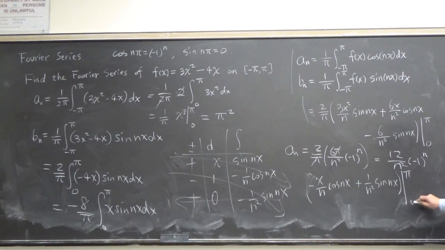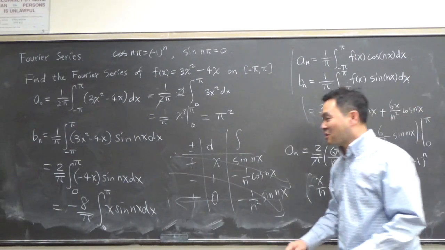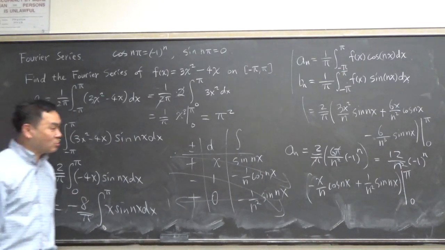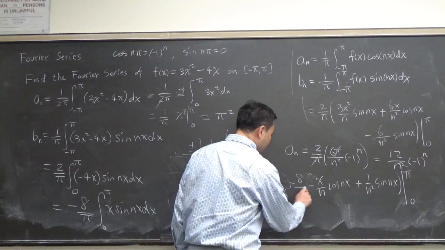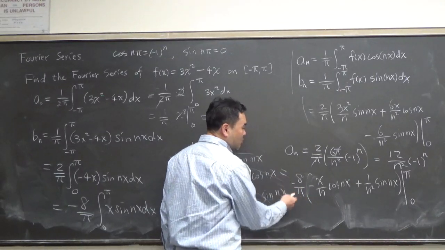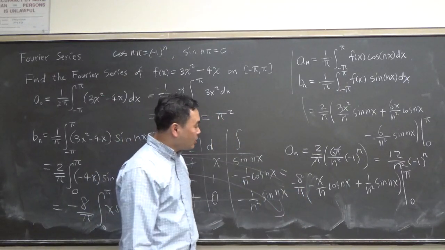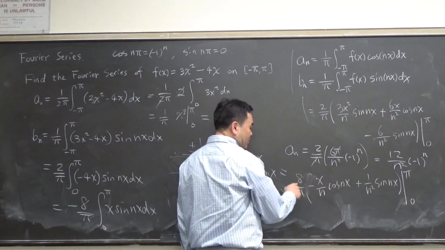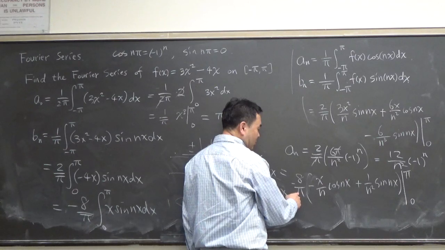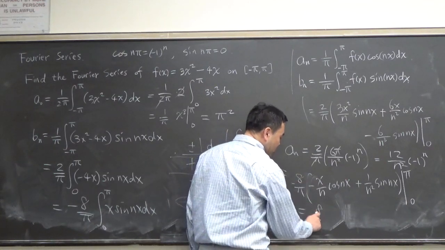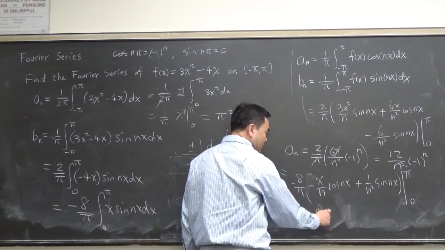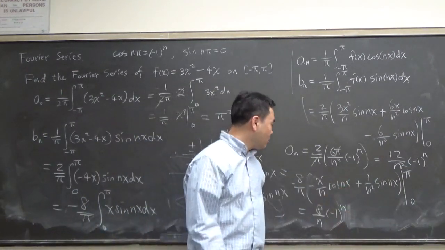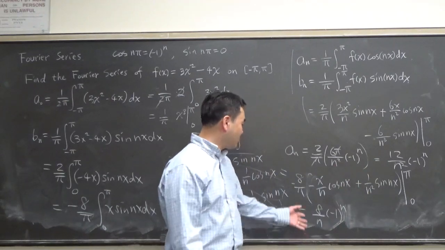And then you plug in pi and 0. And when you do this, I see a lot of people forgetting this coefficient. Don't forget that one, negative 8 over pi. So that's going to be our Bn. And again, when you plug in pi, negative cancels, pi over pi is 1. So you have 8 over n times cosine n pi, which is negative 1 to the nth power. And then sine n pi is 0. When you plug in 0, none of these give you anything, so that's your Bn.